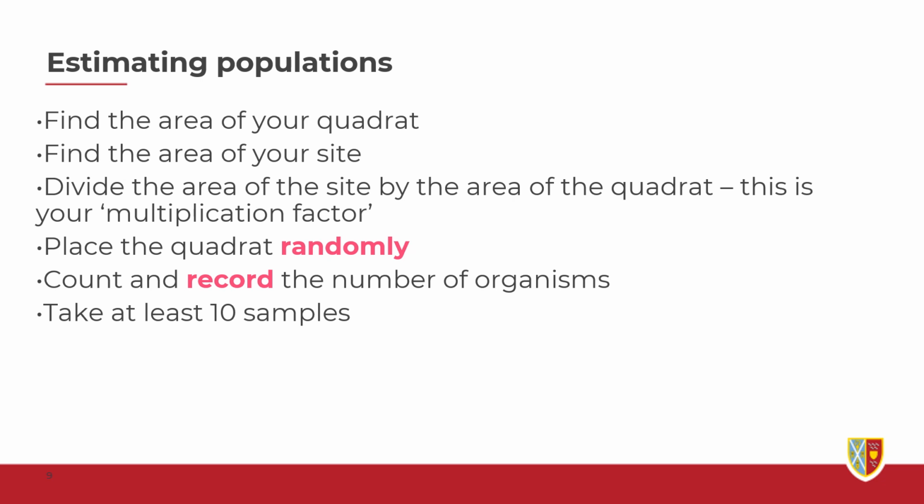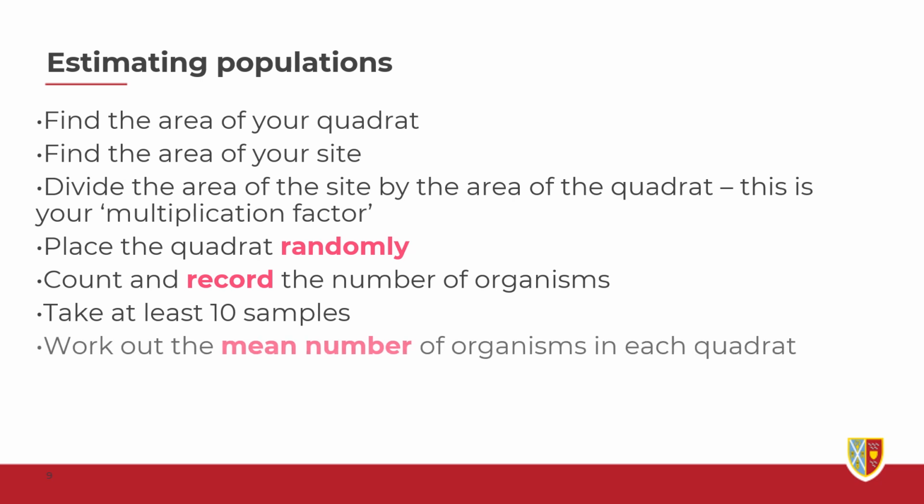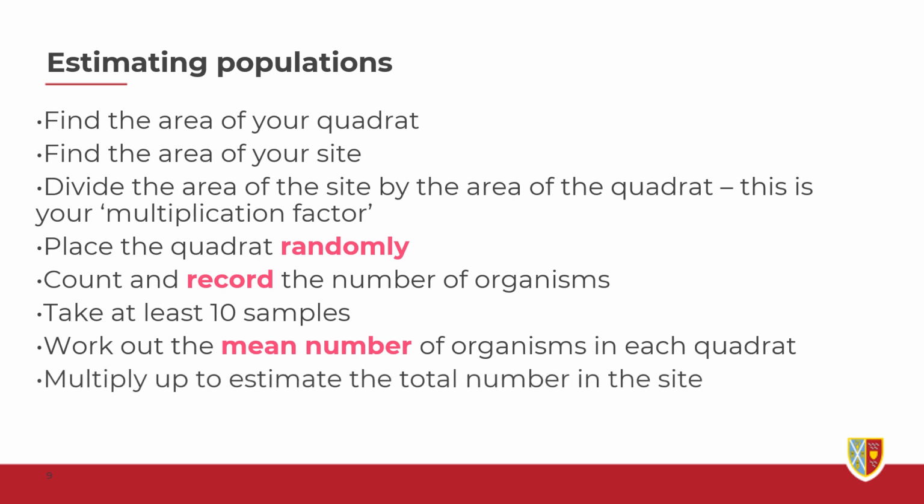If the area was 400 meters squared, you probably want more than 10 samples. If you've only done 10 meters squared worth of 400 meters squared, then your answer might not be particularly close to what the real answer is. It might not be very representative. So we're going to work out the mean number of organisms in each quadrat, what the average number was across all 10 of them, and then we're going to multiply up to estimate the total number in the site.